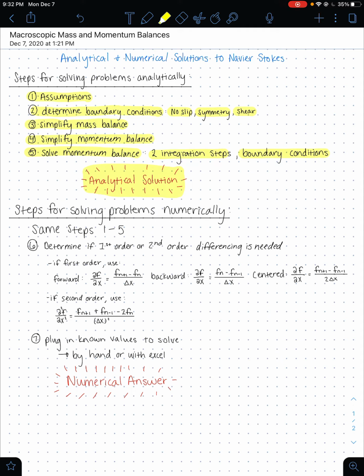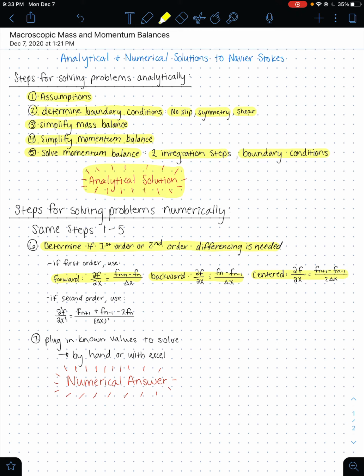Next, as far as solving problems numerically goes, you'll follow the same steps 1 through 5 if needed, and then you're going to want to determine if the problem is first order or second order, and this will tell you what kind of differencing equation you need. So if it involves a first order derivative that you're trying to solve, you'll either use a forward, backward, or centered differencing equation. The forward differencing equation shown here, backward here, and centered here.